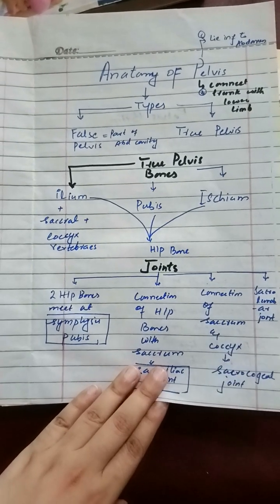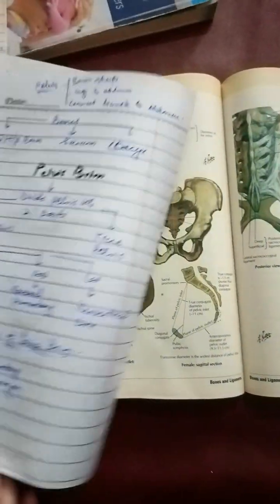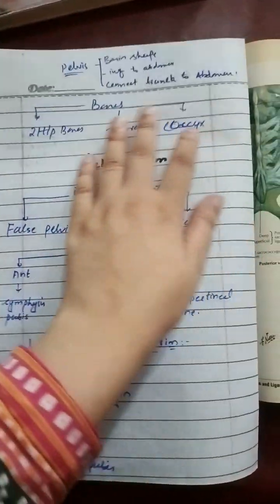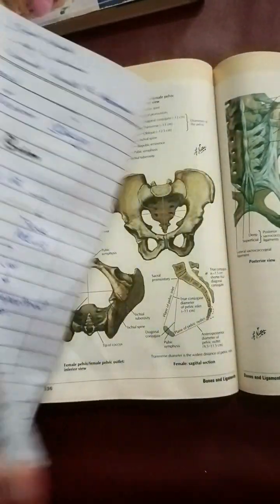Now, what is the pelvis? The pelvis is basically a bony structure. It is basin-like in shape. It lies inferior to the abdomen, and it connects the trunk to the lower limbs.